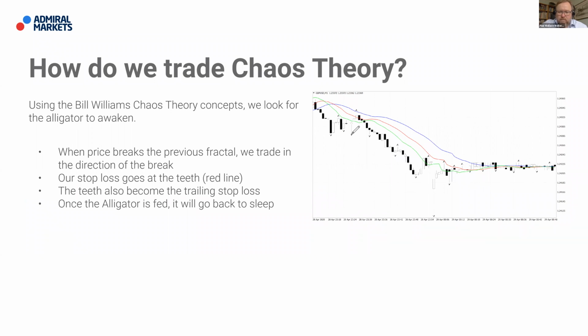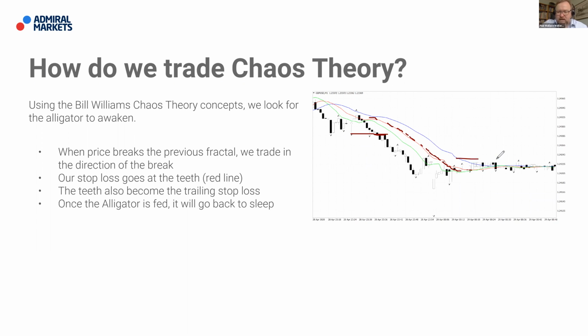Here we go. Once it breaks that fractal, then invariably we are trading in the direction of the break. The price is beneath the alligator's mouth, and we'll be looking to trade short. Remember what it says: our stop loss would go at the teeth, and then effectively what we do is we trail our stop loss along the teeth until it gets taken out.